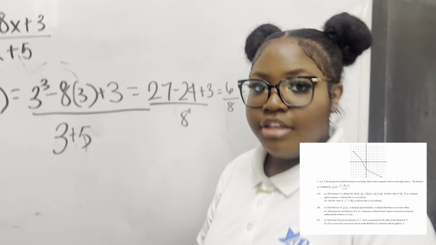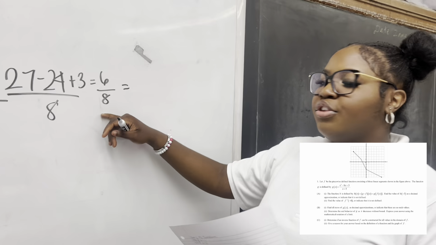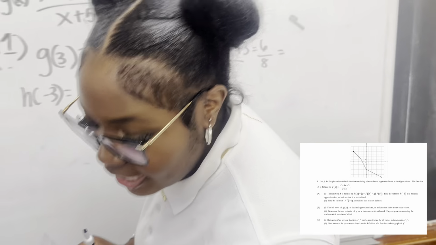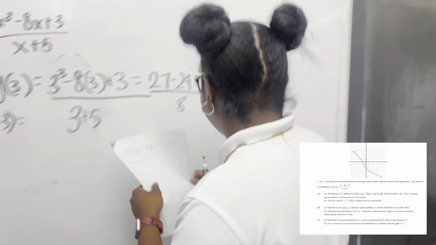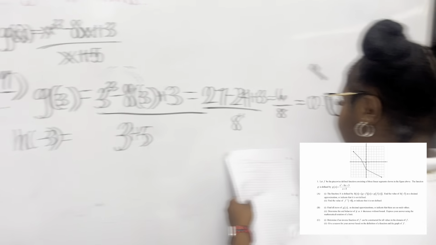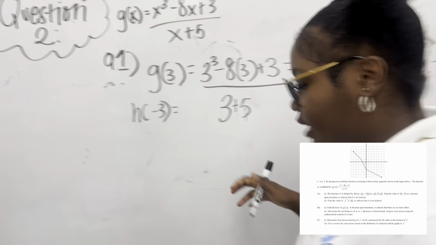Okay. So now that it's written out here, you can use your calculator for it, or you can do it in your head. You'll get 6/8. Now, what is 6/8 as a decimal? Because remember, it says decimal approximation. What is it? It is 0.75, meaning h of negative 3 is equal to 0.75.